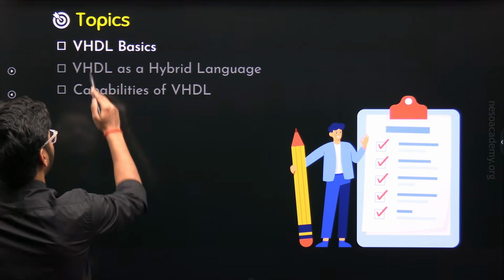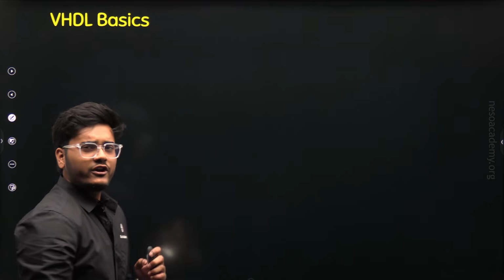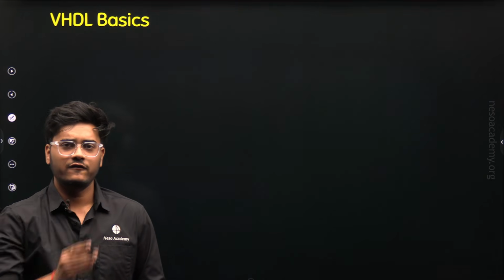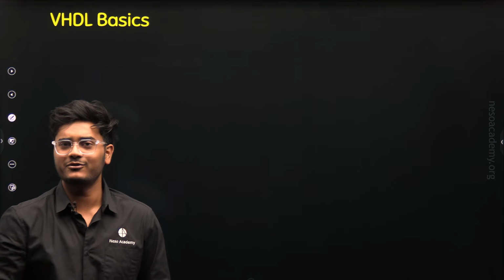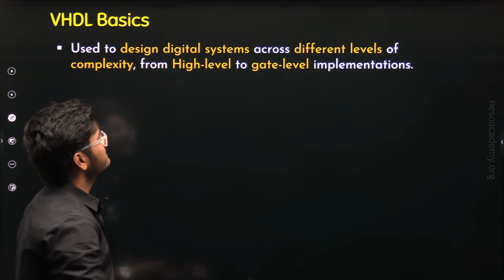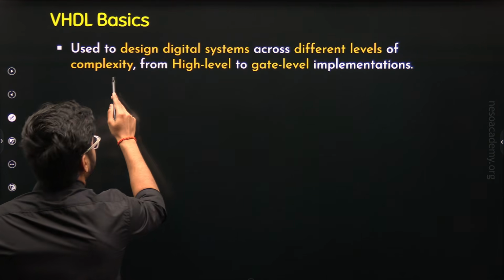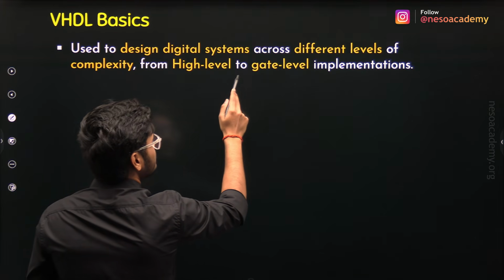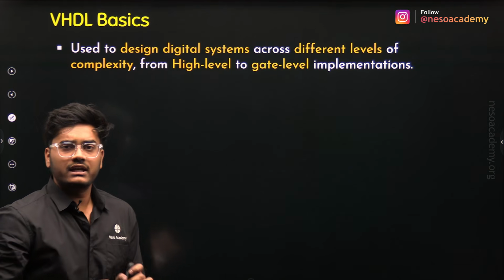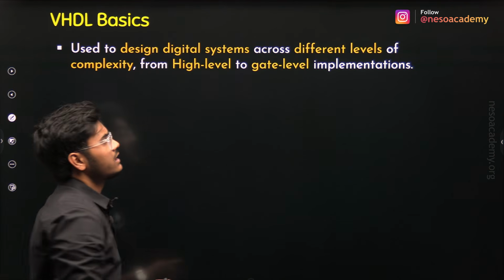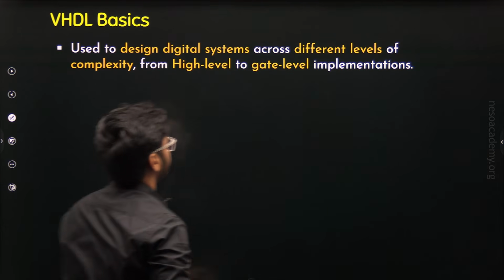So, let's start with the very first topic, VHDL basics. Now, we all know VHDL stands for Very High Speed Integrated Circuit Hardware Description Language. It is used to design digital systems across different levels of complexity, from high level to gate level implementation. It means VHDL allows you to design systems at different levels of detail, depending on what you want.